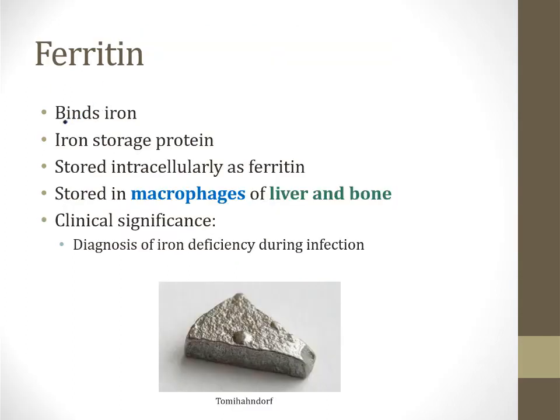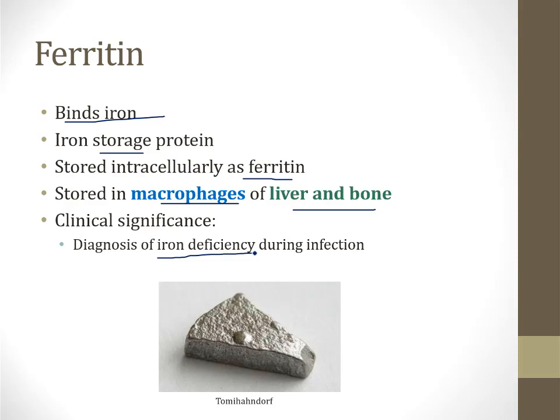Ferritin is a protein that binds iron. It's the iron storage protein. When iron is stored inside of cells, it is stored bound to ferritin. And you can find iron stored like this inside of macrophages of the liver and the bone. And this has clinical significance if you're trying to diagnose iron deficiency. In the anemia videos in the hematology section, I talk about how to diagnose iron deficiency anemia, and one of the ways you do that is by measuring the ferritin level, which will be low in the setting of iron deficiency.